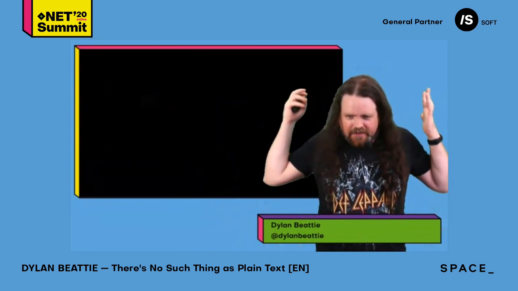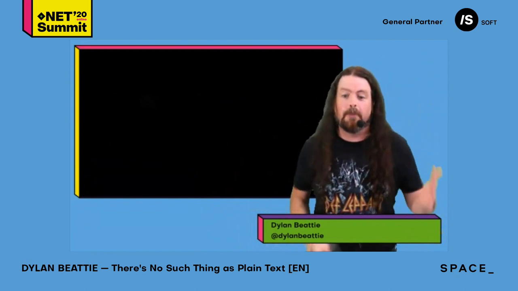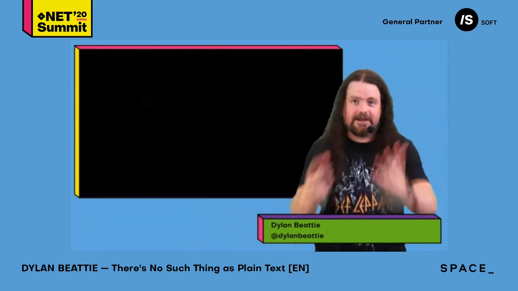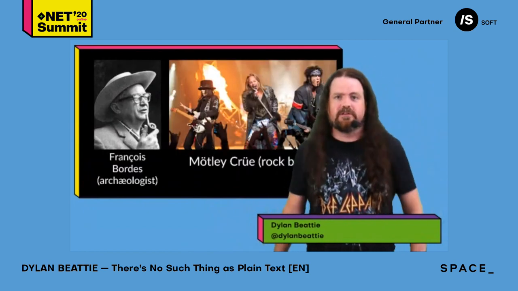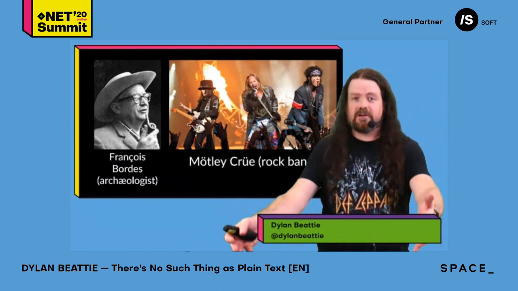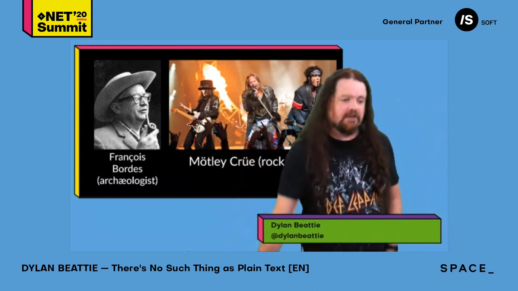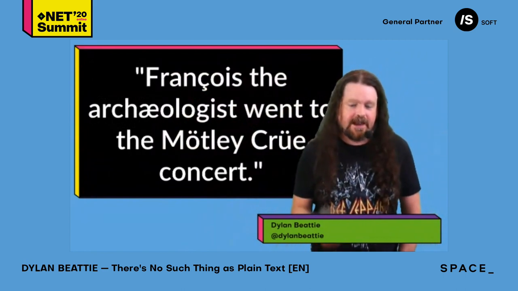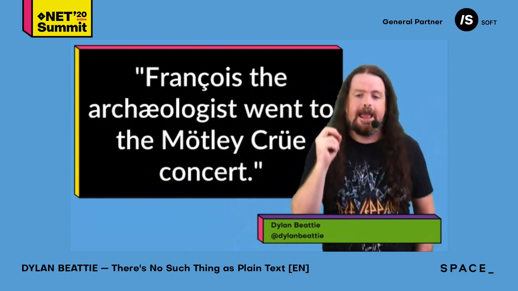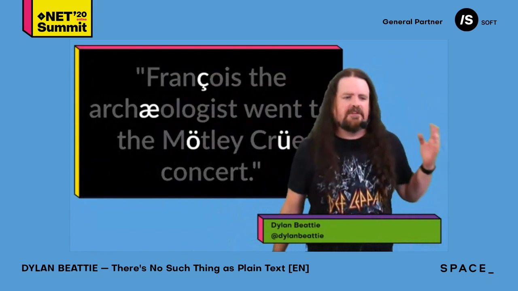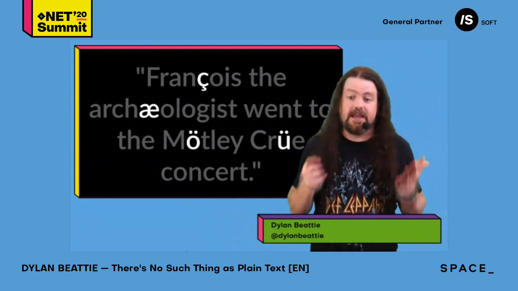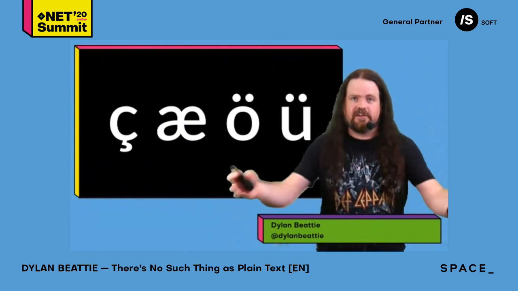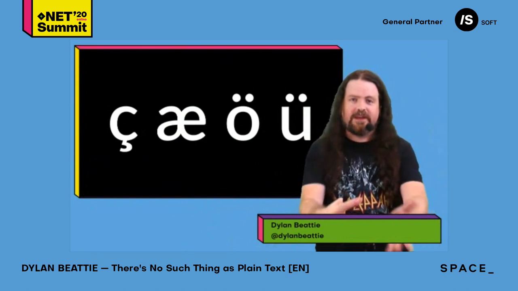But to make things even more complicated, we got this long, complicated history of designers and typesetters borrowing stuff from other languages. Let's meet a couple of people here. So this is François Borda, who is a French archaeologist. And this is Motley Crue, American rock band from Los Angeles. And once upon a time, François the archaeologist went to the Motley Crue concert. Now, this sentence is definitely in English, but these characters here do not appear in the English alphabet because we got these weird conventions. In English, if we write a French person's name, we use the accents to write their name as if it was in French.